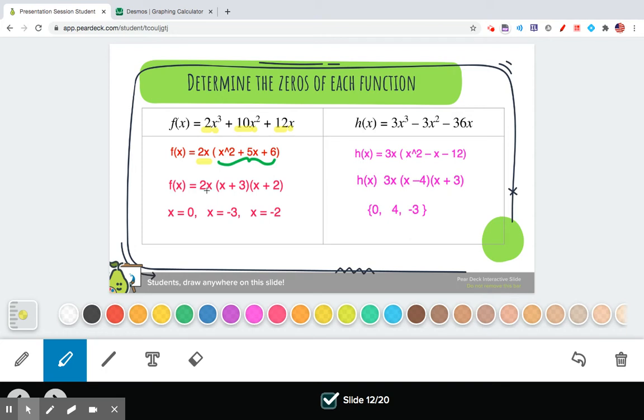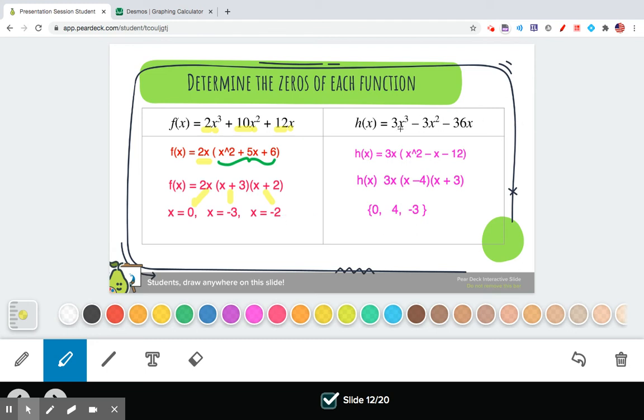And I can set each one of these pieces to 0, giving me my zeros of 0, negative 3, and negative 2. And so I'm just using what I know about factoring. I'm using what I know about the zero product property. And I'm realizing that this cubic polynomial function passes through the x-axis at 0, negative 3, and negative 2. And these are what we call single roots.